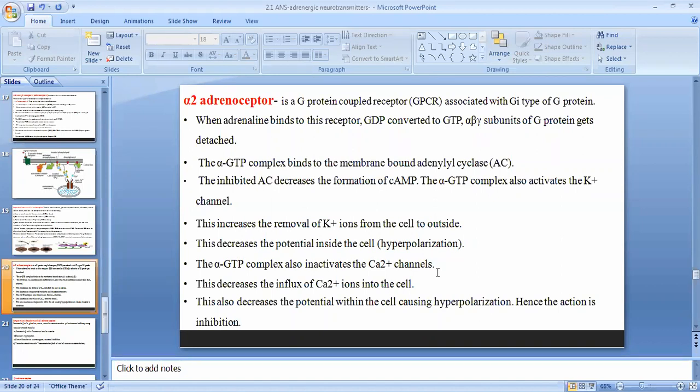The alpha GTP complex also initiates the potassium channel. So this increases the removal of potassium ions from the cell to the outside. This decreases the potential inside the cell, that is hyperpolarization. The alpha GTP complex also inhibits the calcium channels. So this alpha 2 receptors we will discuss in the next class.